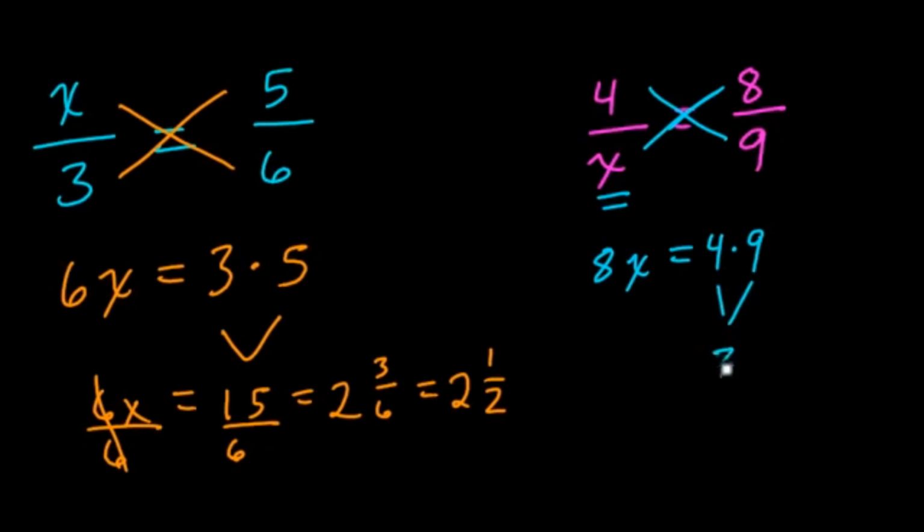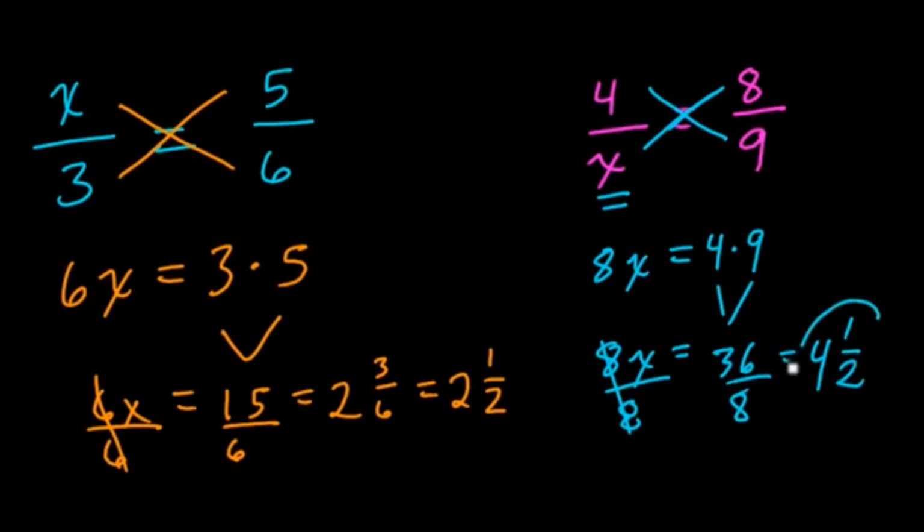4 times 9 is 36. And 8x equals 36. Divide both sides by 8. Okay, here we go. 36 divided by 8, that's 4, right? Because 8 times 4 is 32. And there's 4 out of 8 left over, or 1/2. So this actually equals 4 and 1/2. And this is the basic idea in cross multiplication.